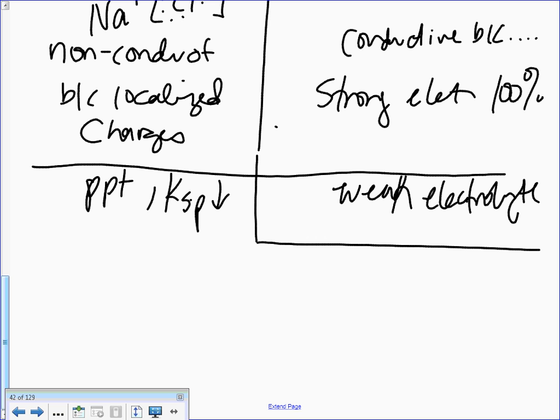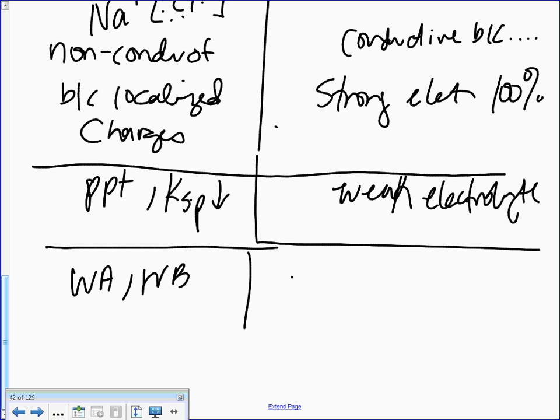That's not a salt. Weak acids, weak bases, right? So our stuff that's weak. Weak acids and weak bases would be considered weak electrolytes when they dissolve too, because it's only a small amount of ionization. Okay, so I'm prepping you for your what's in that bottle lab.